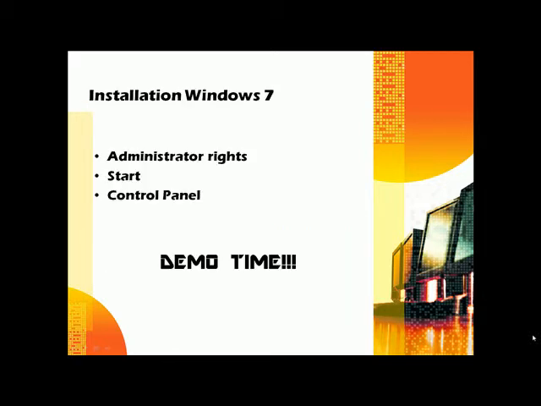To install IIS on Windows 7, which is what I have installed on this computer, you have to make sure that you are running under administrator rights. Then we're going to start by going to the Start button, then Control Panel. So let's do a demonstration of this right now.